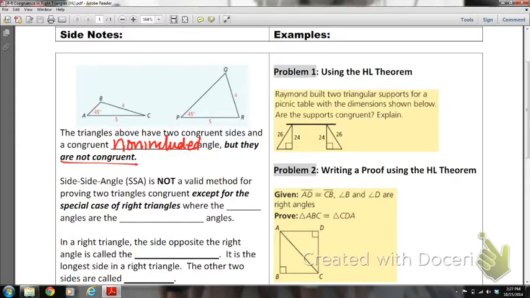This tells us that side-side-angle is not a valid method for proving two triangles are congruent, except for the special case when these two triangles are right triangles. So if these two triangles were right triangles and we had non-included angles, then we would be able to prove that these two are congruent. So let's scroll down and look at this theorem.